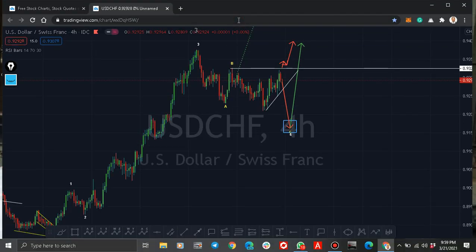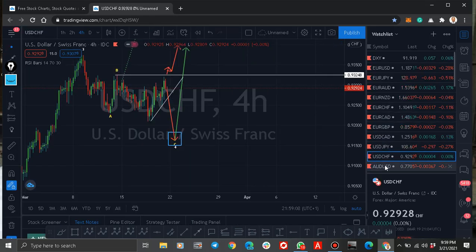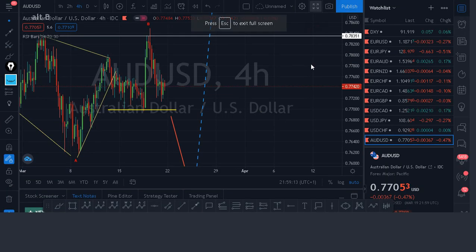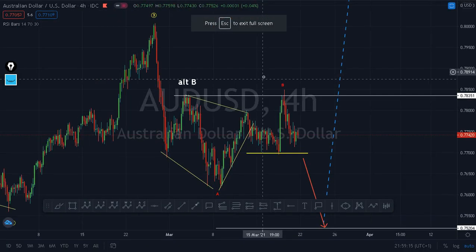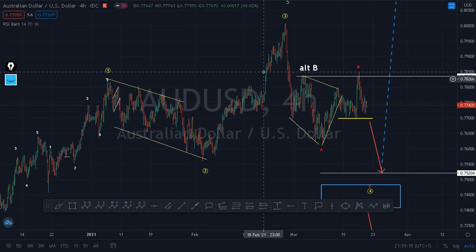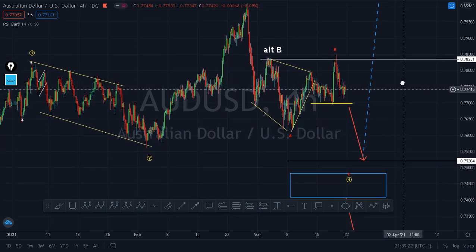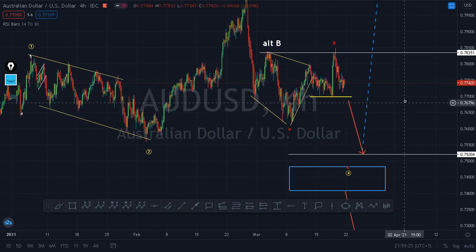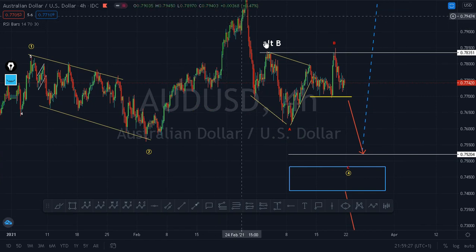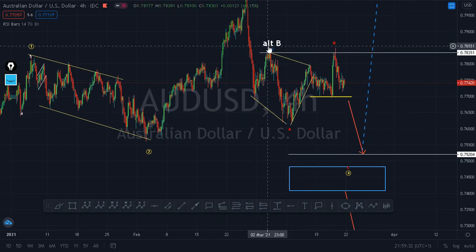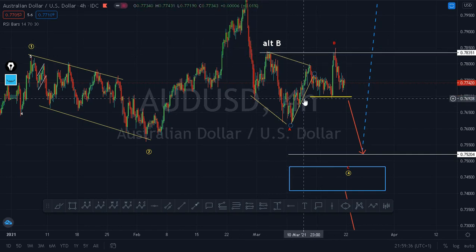Okay, let's continue. AUD USD. This is with A, B, C. Of course, you can see this alternate B. So what do I say alternate B? The reason is that I don't.